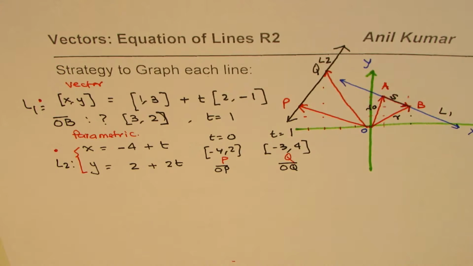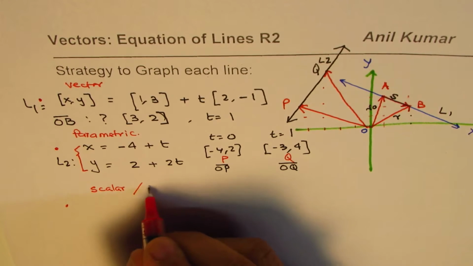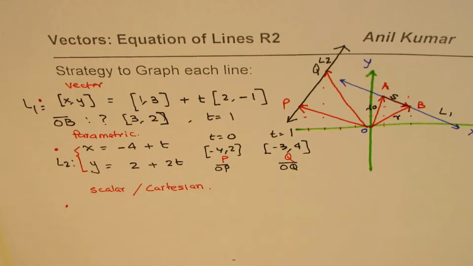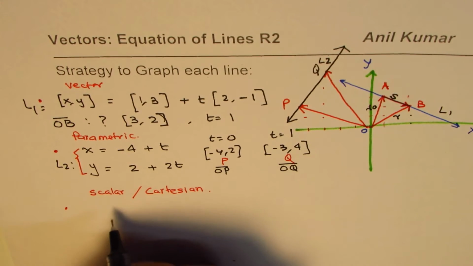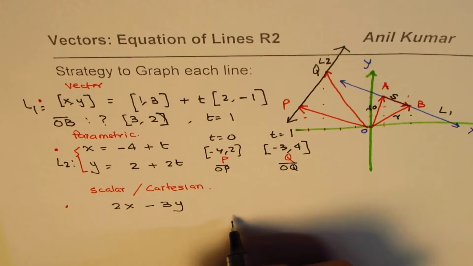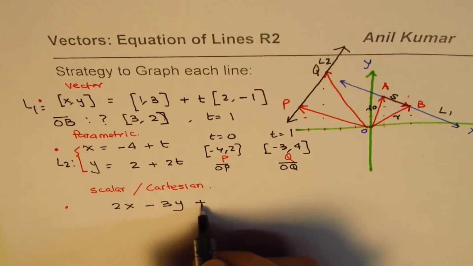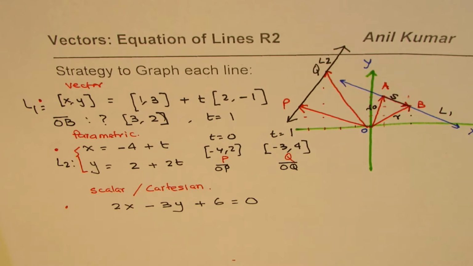Now we could have the equation of a line in scalar form also, right? So let me give you a scalar form. We say scalar or Cartesian. So in this form, let's say we have a line which is 2x minus 3y, and I would like to have this as negative because I have not used this part of the graph. So I'll use plus 6 equals 0, right? So that becomes our scalar or Cartesian equation.